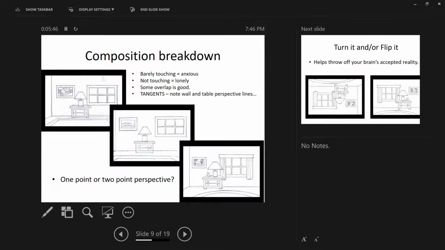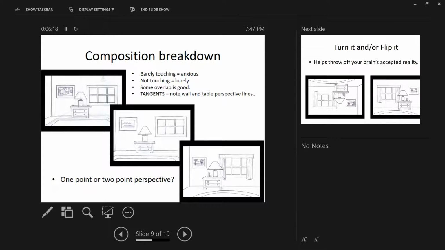Some things that you want to think about when you're drawing things and trying to compose an image. If you make things barely touch each other, like, oh, this thing is cool, I don't want to have anything in front of it, so I'll have them just be close. If they're just touching or they're really close to each other, that'll make your image feel really anxious. For some reason, humans don't like that. It doesn't feel good.